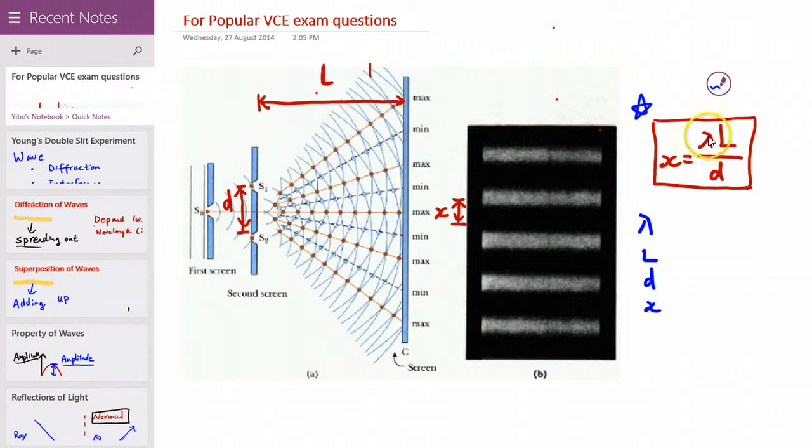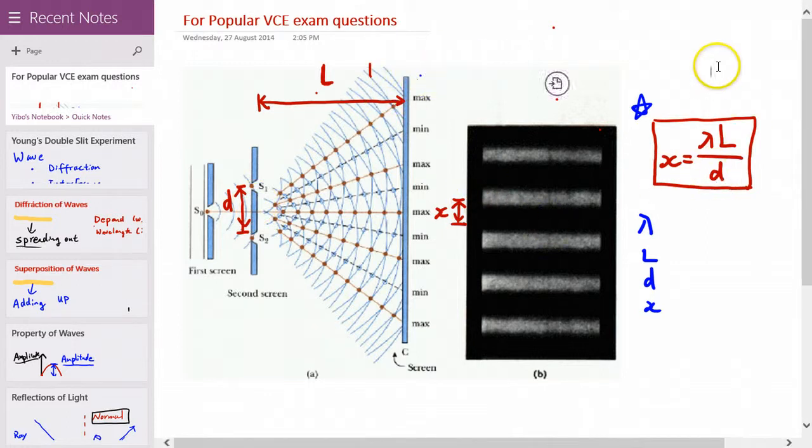Similarly, if I increase wavelength and I keep all the rest the same, I will have a wider spread out of the interference pattern. However, if I increase the distance between the two slits, I will have a narrower pattern.